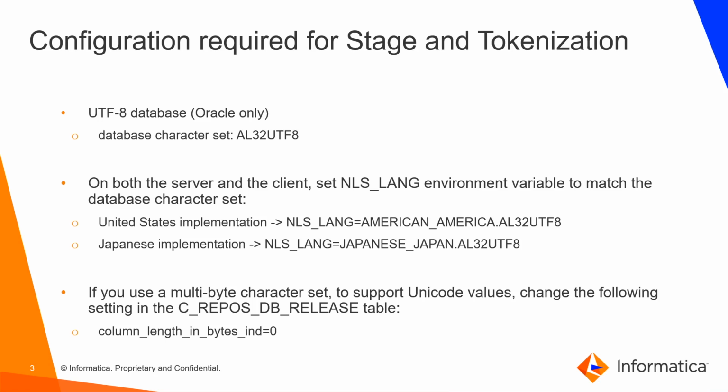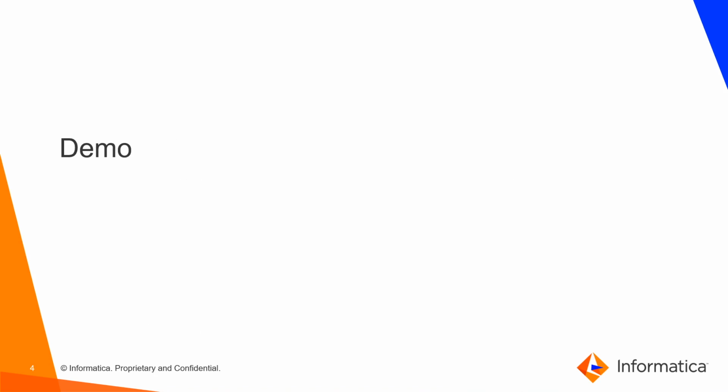The next requirement is, if you use a multi-byte character set to support Unicode values, you need to change the following setting in the C_REPOS_DB_RELEASE table, which is the column length in bytes indicator. It has to be set to 0 in order to have multi-byte data stored as characters. I'll give a quick demo for this.